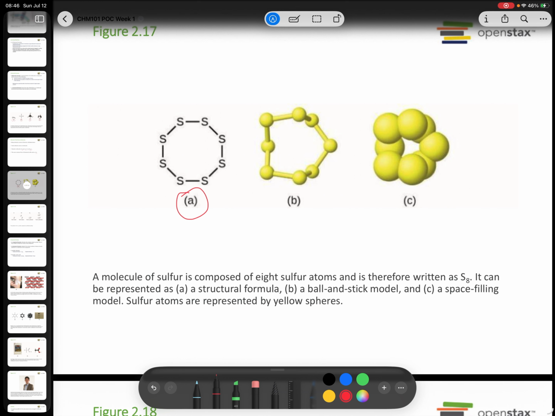Yung main point natin dito is that even an element can exist as a molecule made of multiple atoms. Hindi lang isa or hindi lang dalawa, katulad ng diatomic. Pwede rin ganito in the case of sulfur.